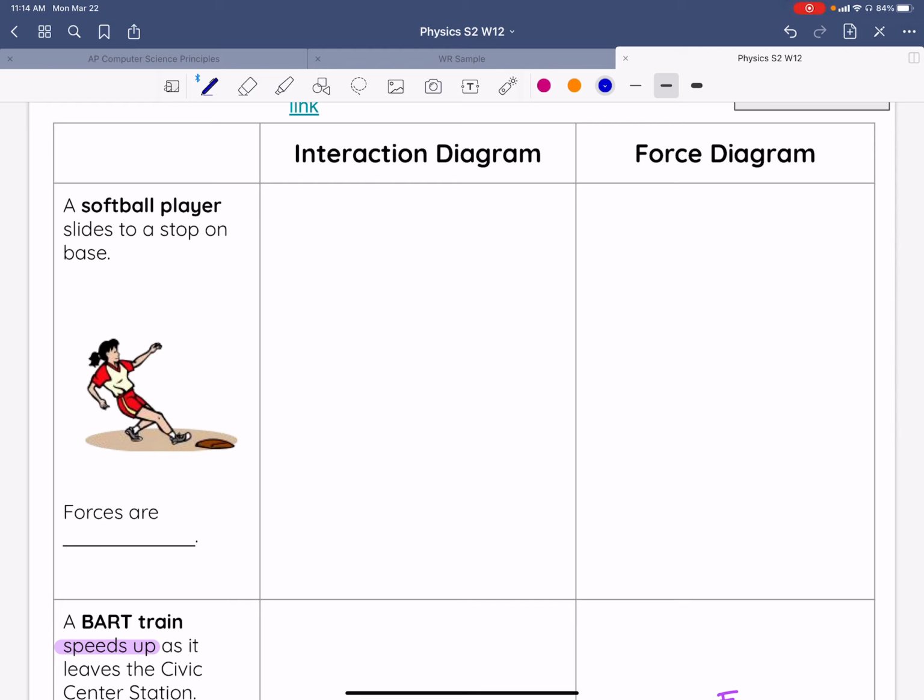Okay, so for this problem on slide 8, we have a softball player who slides to a stop on base. Sliding to a stop is an indication that they are slowing down. Slowing down means that there is some acceleration that's not zero because there's a change in motion. And so the forces are going to be unbalanced.